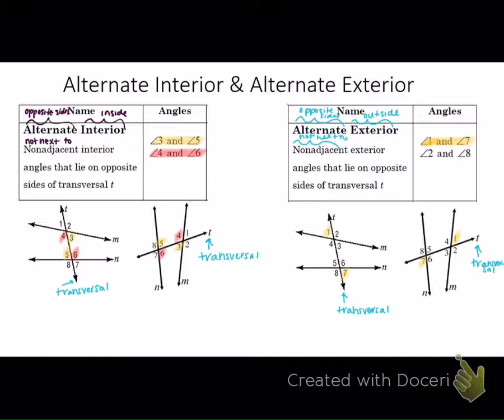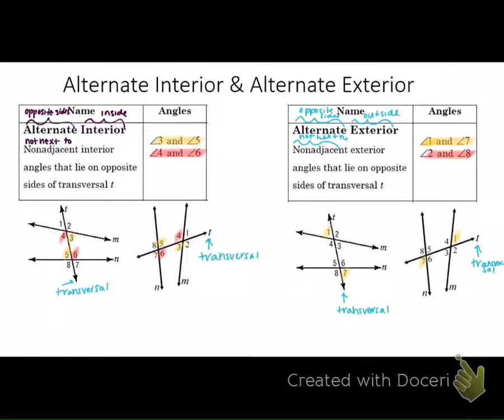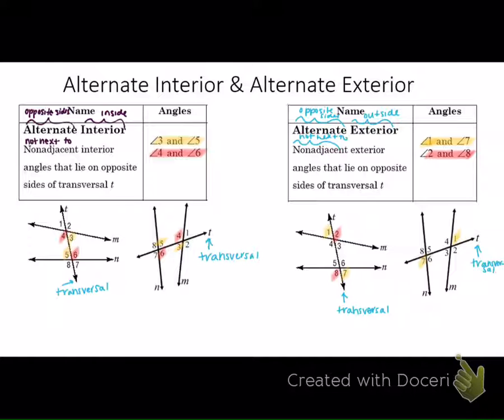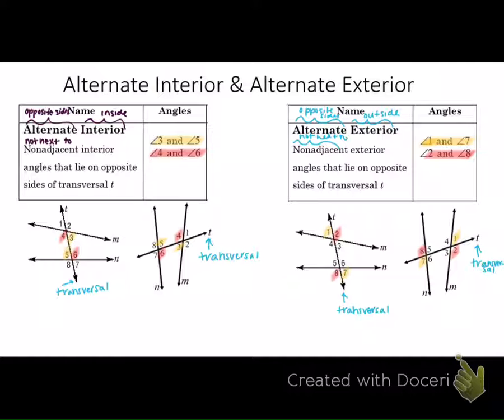So we do have another set of them. There is another set, and it is 2 and 8. So 2 and 8 are on opposite sides of T. And if you push those together, they're on the outside. Again, same thing. 2 and 8 are on opposite sides of T. If you push these together, they're on the outside. So questions about alternate interior or alternate exterior angles before we move on to corresponding and consecutive interior? Okay.